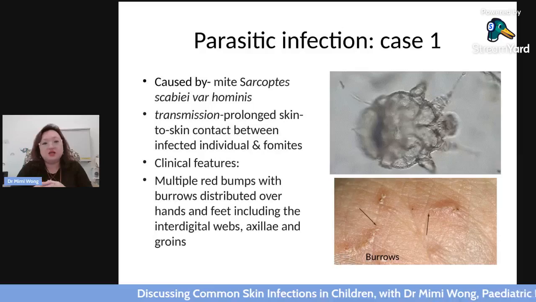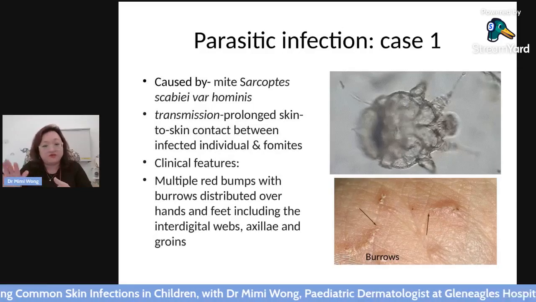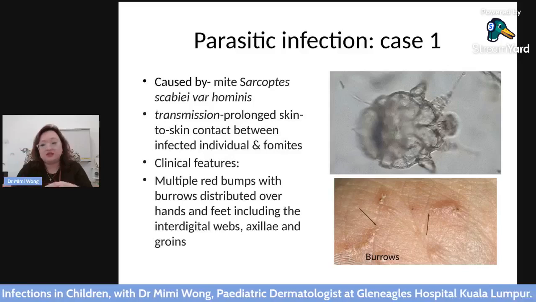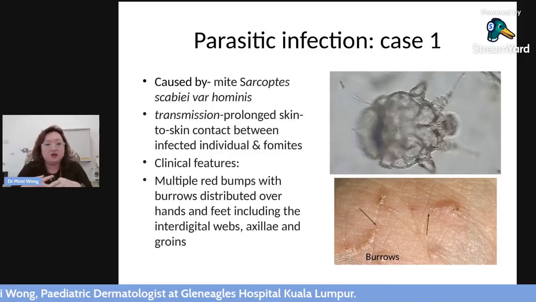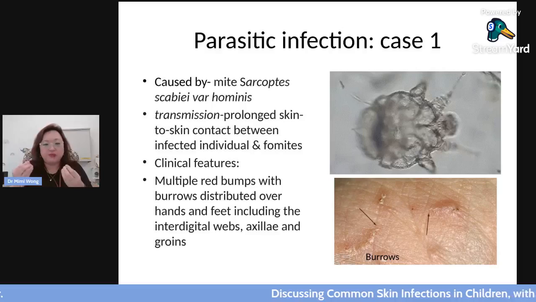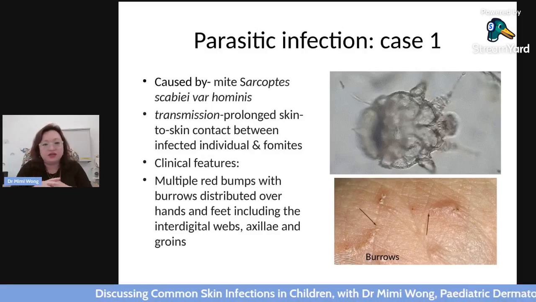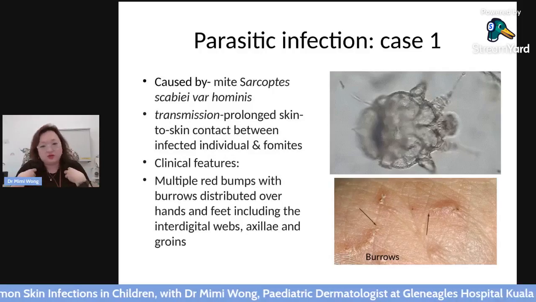Most of the time, you need to have prolonged skin-to-skin contact with the infected individual. For instance, the caretaker, the nanny, or the parents who are the primary caretaker, then you are at risk of getting it. So how do they present is that they will have multiple red bumps with burrows, distributed over the hands and feet, including the interdigital web spaces and also the armpits and also the groins.